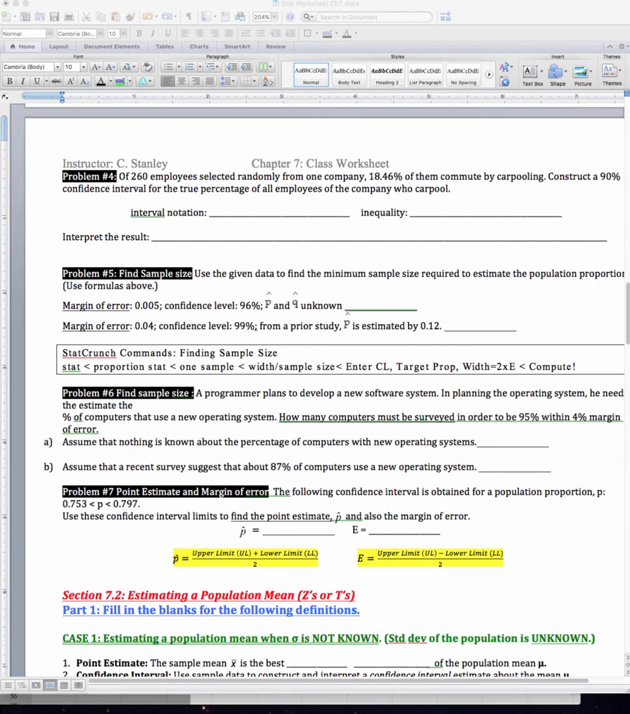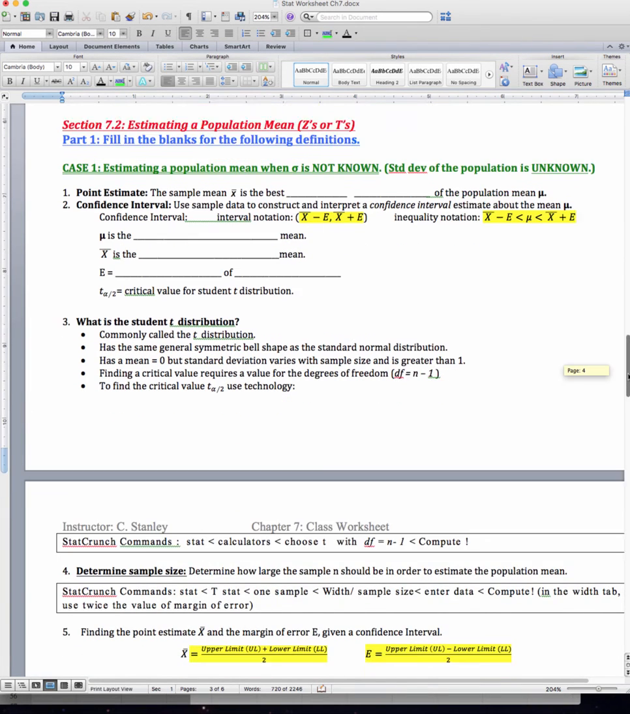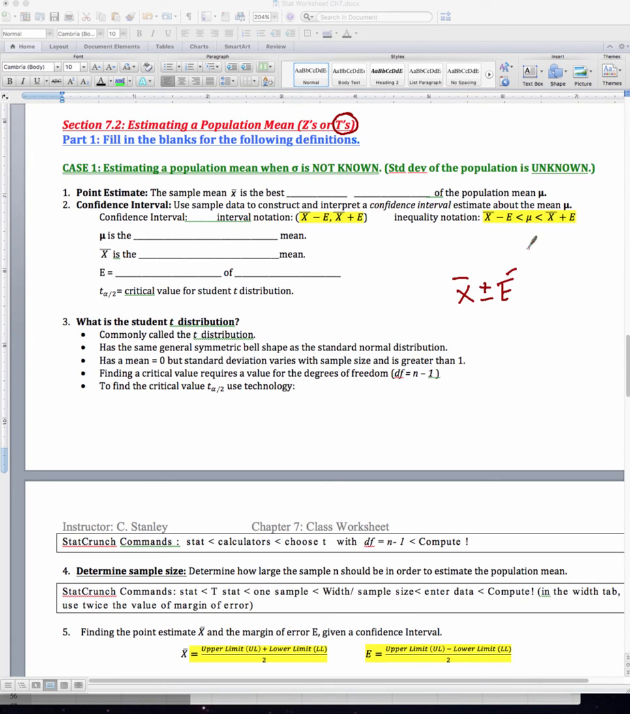Okay, so now we're moving on to the next section, which is going to be confidence intervals for means. Now they have the Z's or T's. We're only going to be doing the T's. So the formula here, well, they have the formulas. You're going to take the average from the sample and you're going to add and subtract the margin of error. Okay, the margin of error, which we're going to be using StatCrunch for, but it's T star times the standard deviation of the sample divided by the square root of n. That's the margin of error formula.